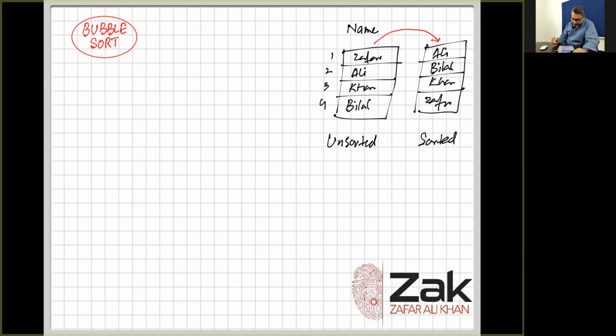All right. This can be done in several ways, but over here in AS, there is just one algorithm prescribed by CIE, and that is called bubble sort. So we are going to discuss bubble sort. First, let's discuss what a bubble is.